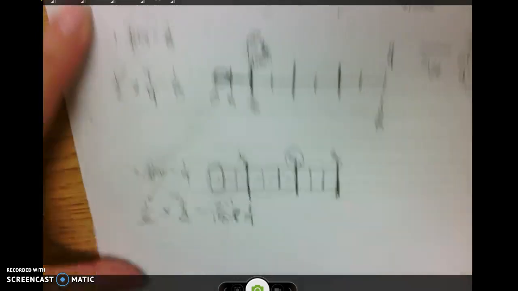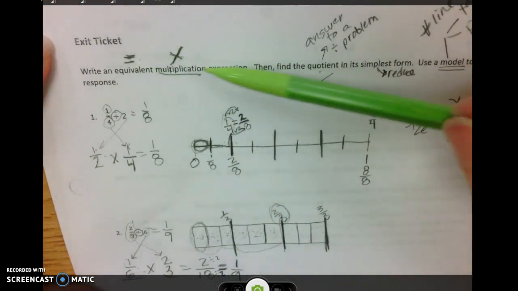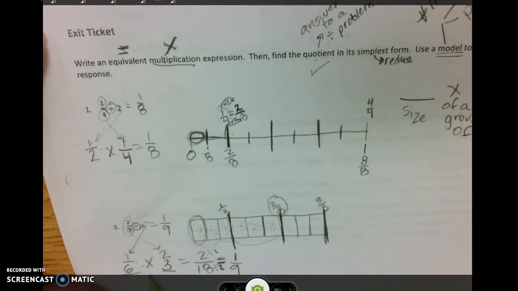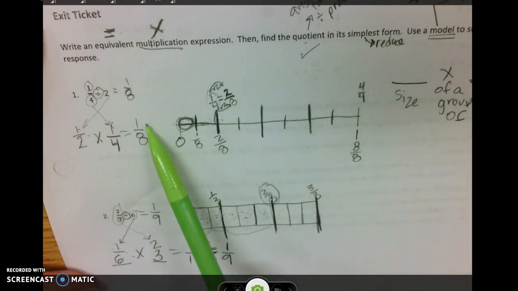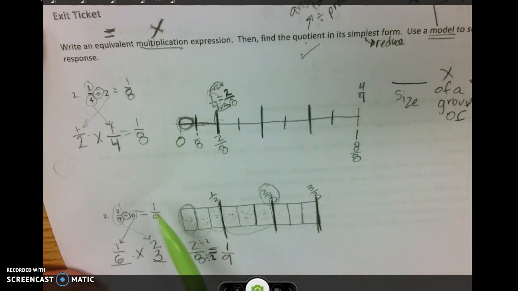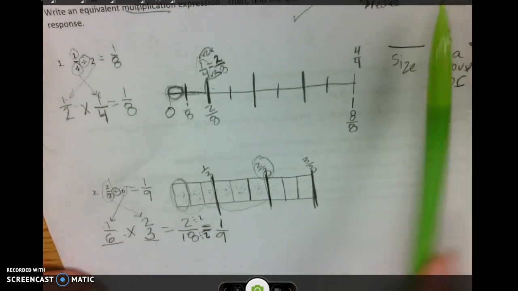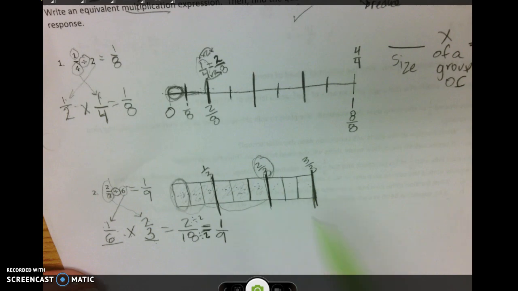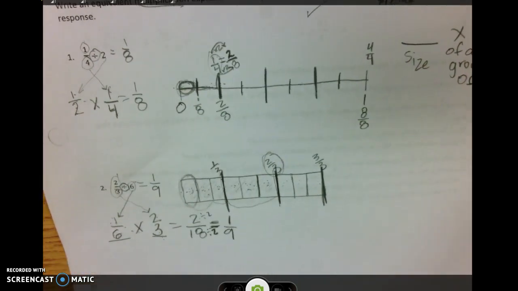Then I would go back to make sure that I answered all parts of the questions. Did I write an equivalent multiplication expression? Yes. Did I find the quotient in simplest form? Anytime you have a numerator of 1, it's in simplest form, and I do, so yes. Did I use a model to support my response? Yes. So I checked off all 3 items that I needed to do on this exit ticket.